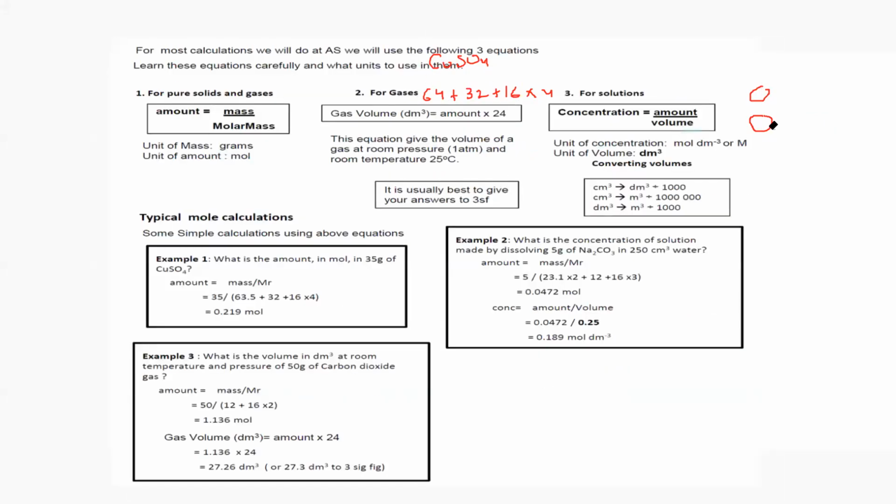So this will give you the total mass of copper sulfate, which is in the periodic table, exactly 63.5. So you'll substitute 63.5 for the total mass, and when you divide them, you'll get 0.219 moles for copper sulfate.